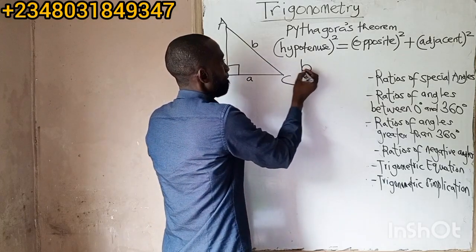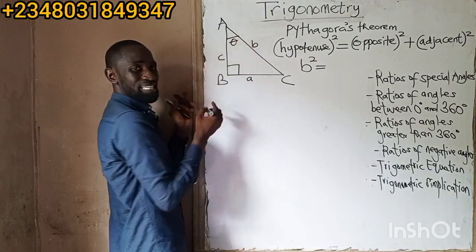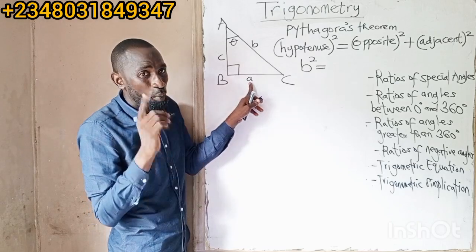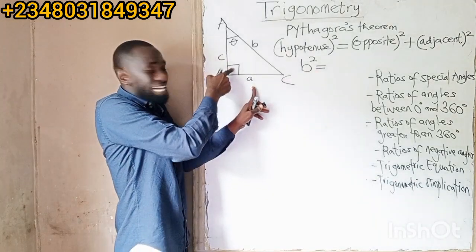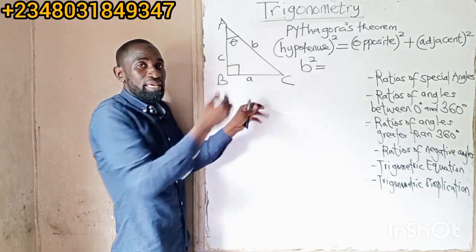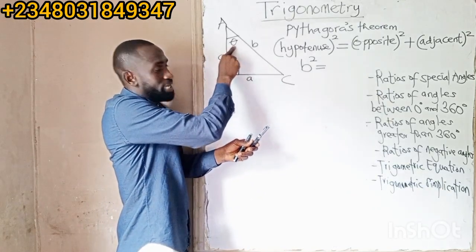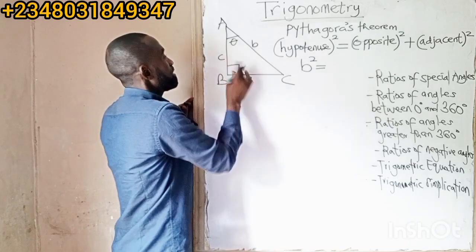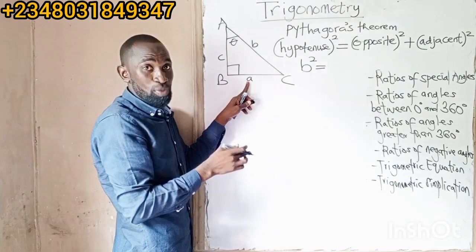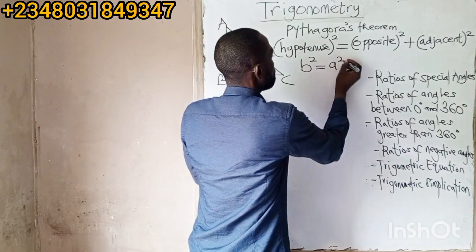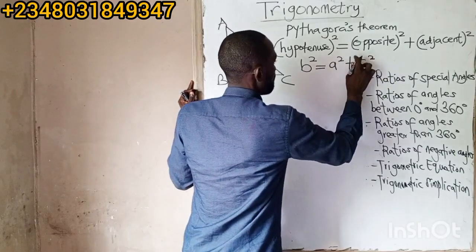So I can put b squared is equal to, where is the opposite? If I put my angle here, this will be my opposite. I said opposite is the one that is facing the given angle. This is 90 standard, so an angle will be given here or here. If the angle is given here, this will be our opposite. But if the angle is given here, this will be our opposite. So suppose the angle is given here now, this will not be opposite. So we have a as the opposite side, so it will be a squared plus, this will be our adjacent, c squared.